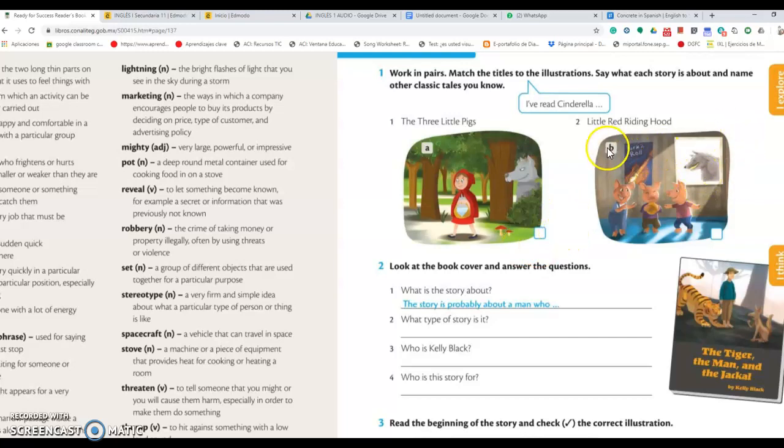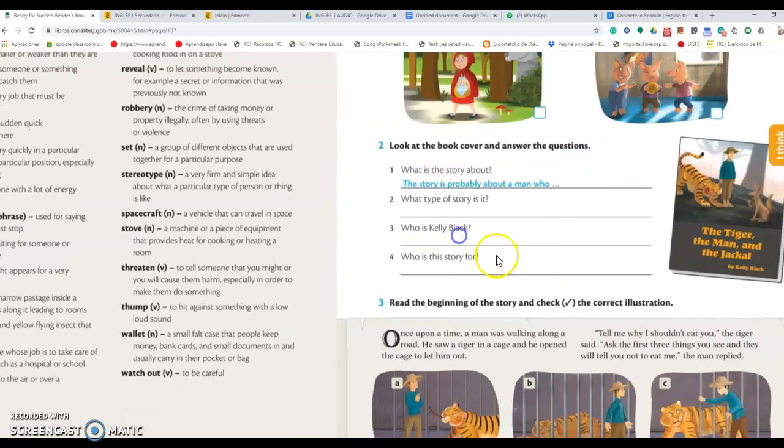Very good. Now look at picture B. What fairy tale is this? It's the Three Little Pigs. That's right. So over here, I would like you to write the first number, number 1. So here is number 2, and here you should write number 1. Very good. So let's carry on.